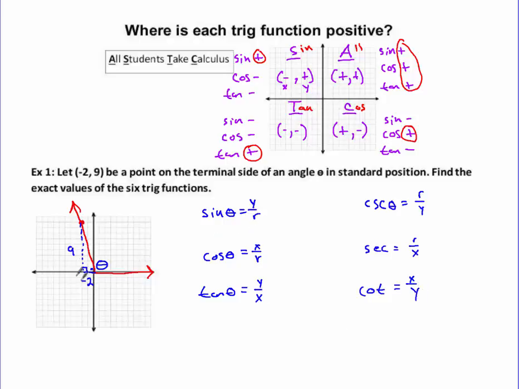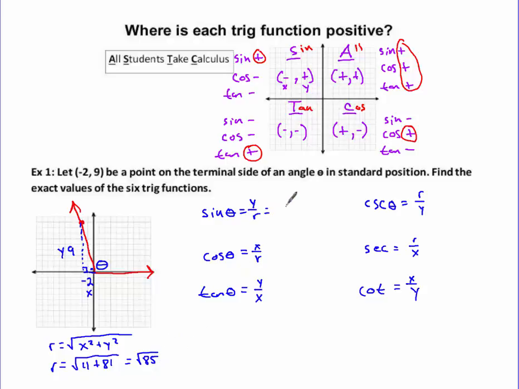All right, so real quickly, we look over here. X is negative 2, y is 9. We need to find the r. So remember, r is the square root of x squared plus y squared. So r equals the square root of negative 2 squared, which is 4, plus y squared, 81. So that's the square root of 85. We could simplify that a little bit, maybe, but we're not going to mess with it. We're just going to use it.